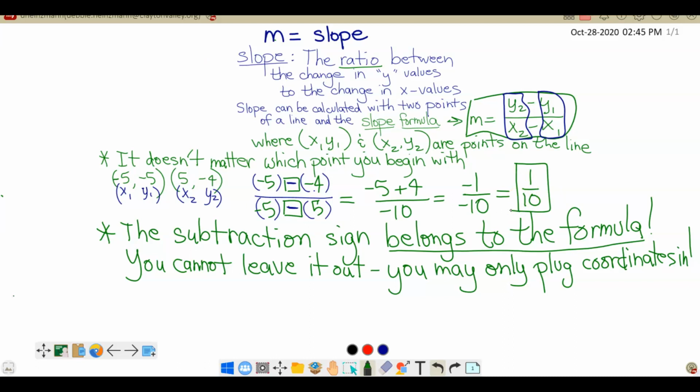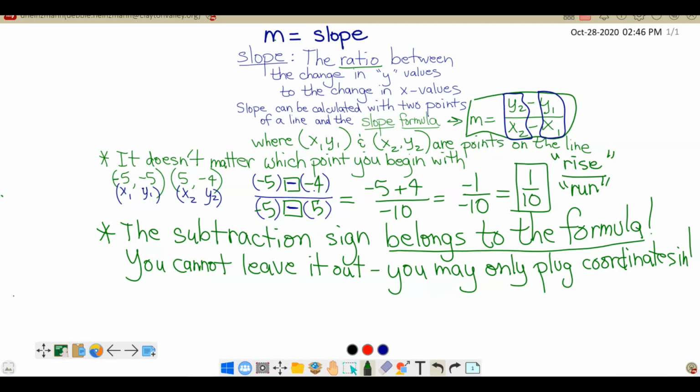Slope is also sometimes referred to as rise over run. How does the function change in the y values? How quickly do the y values change? How quickly do the x values change? The x values changed quite a lot in this function, as you can tell by how shallow the line was. All right.